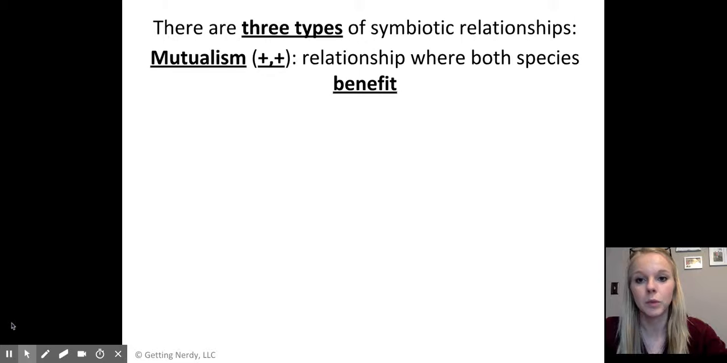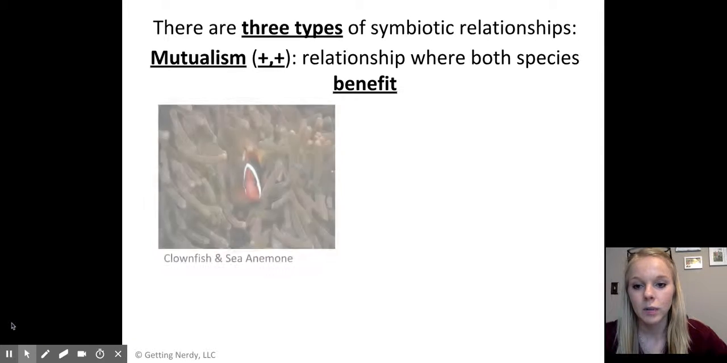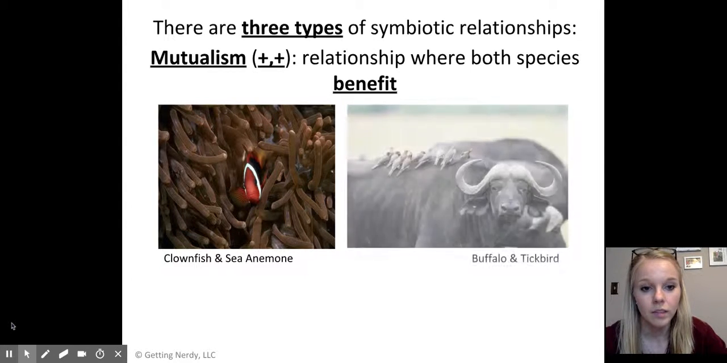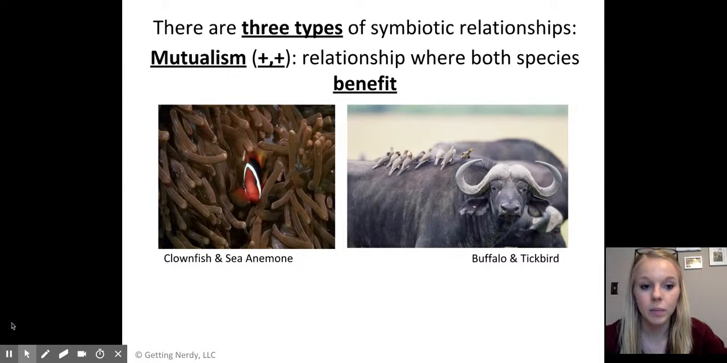The first is mutualism, which is described as a plus-plus relationship, and this is where both species benefit. An example would be the clownfish living in the sea anemone, where the clownfish helps keep the sea anemone nice and clean, and the sea anemone provides the clownfish with a home. The buffalo and the tick bird: the tick bird will feed on the ticks on the buffalo, keeping the buffalo happy, and the buffalo is providing a source of nutrients for the tick bird.